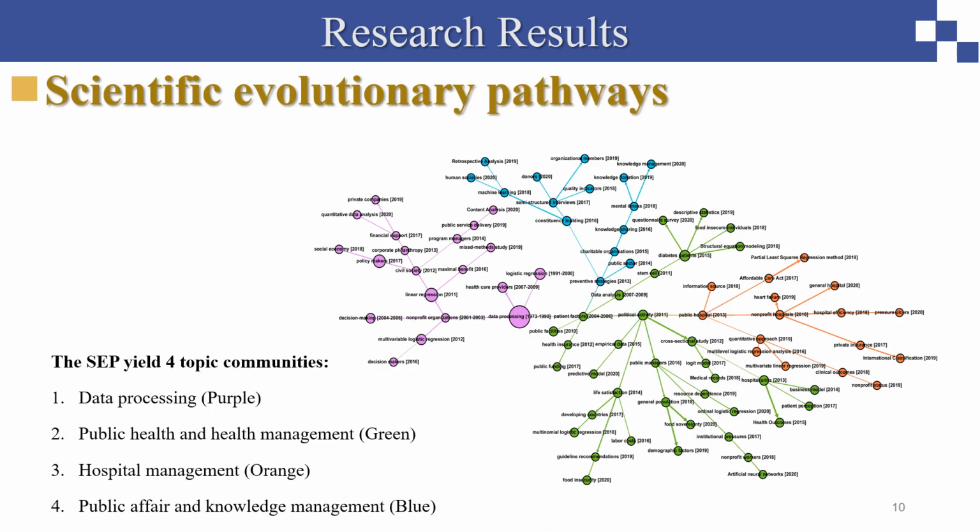In the scientific evolutionary pathways, we found four communities: data processing, the purple; public health and health management, the green; hospital management, the orange; public affairs and knowledge management, which is the blue. We find that all these communities have been applied within the domain of nonprofit organizations.